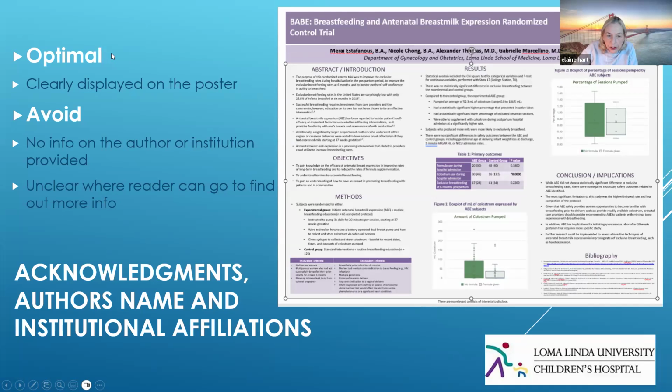Optimal for your acknowledgements, you want them clearly displayed on the poster. So all of that is here. We've got our university logo up there. Avoid having no information on the author or the institution, or unclear information, so that the reader doesn't know where to go to find more information. So it's really important to have that. There are some things that could be improved on this poster too, like I would highlight these headings. I think that would be better, and maybe utilize some more colors in here too to make it more interesting. And of course, less words, right?